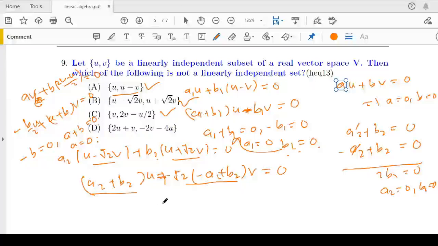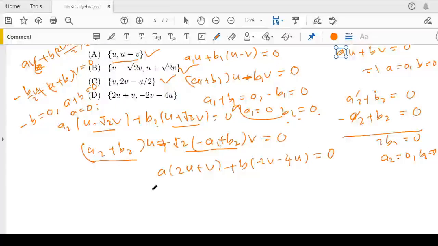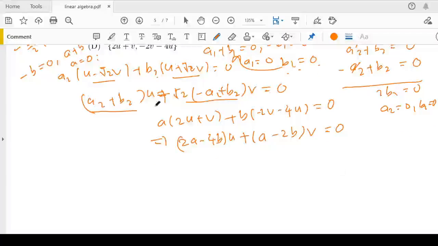And fourth one: a into 2u plus b into minus 2u minus 4v equal to 0. This implies, taking u common, 2a minus 4b into u plus, taking v common, a minus 2b into v equal to 0. Since u, v are linearly independent, these coefficients must be equal to 0. Therefore 2a minus 4b equal to 0 and a minus 2b equal to 0.